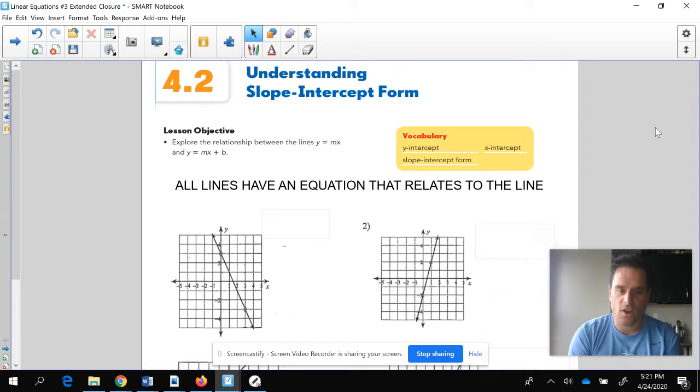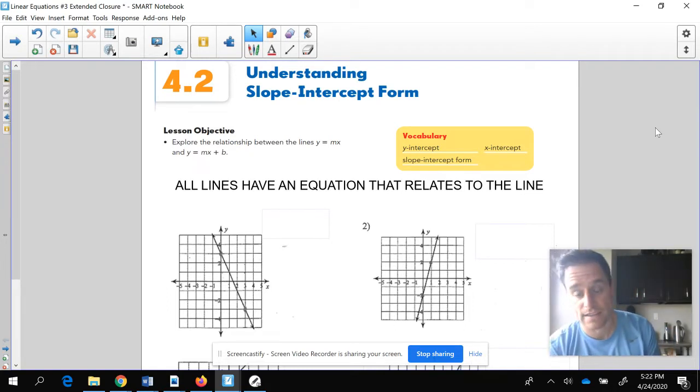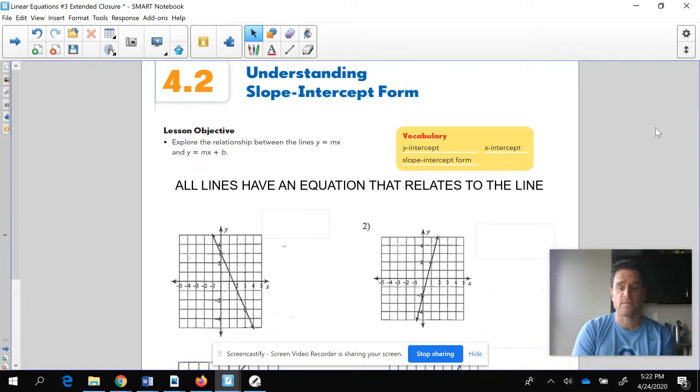And today's lesson is all about that: all lines, when you draw a line, no matter what, have a relationship with an equation. So an equation actually creates a line. All equations, no matter what, create lines. In fact, people use equations all the time to determine how lines will look over time.